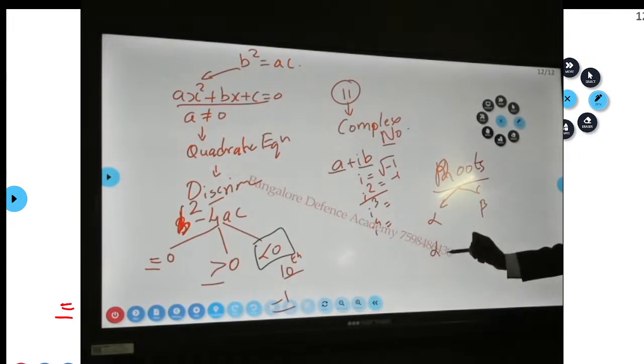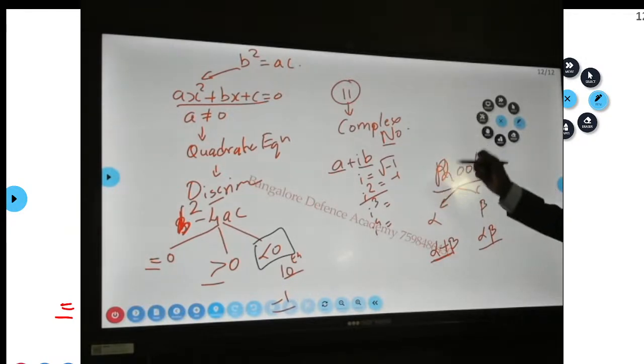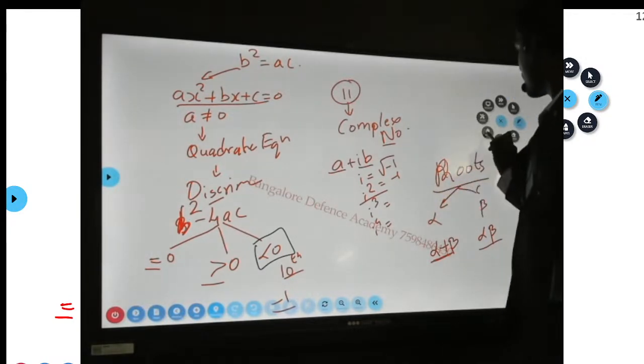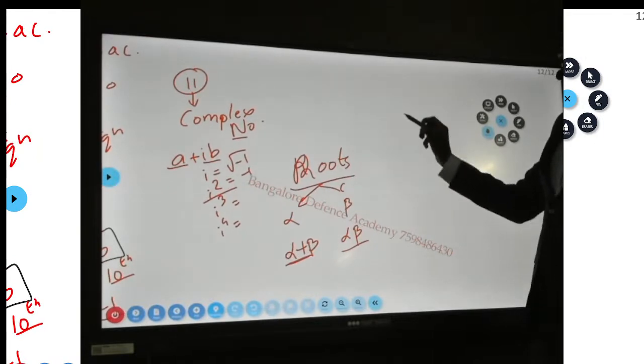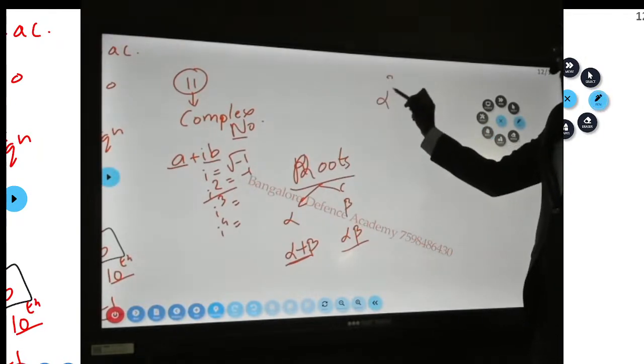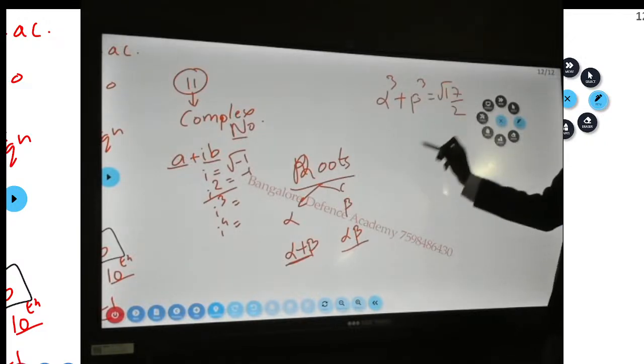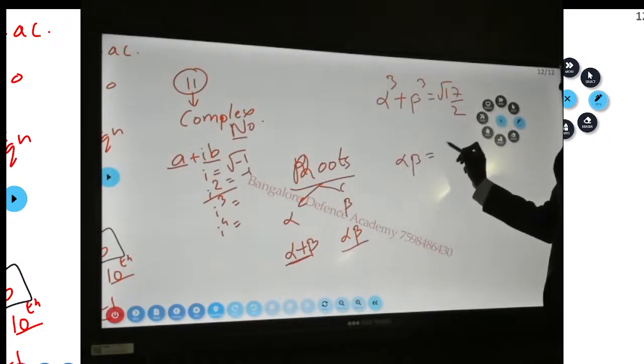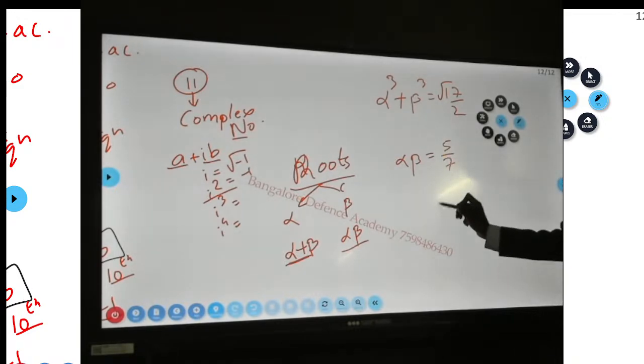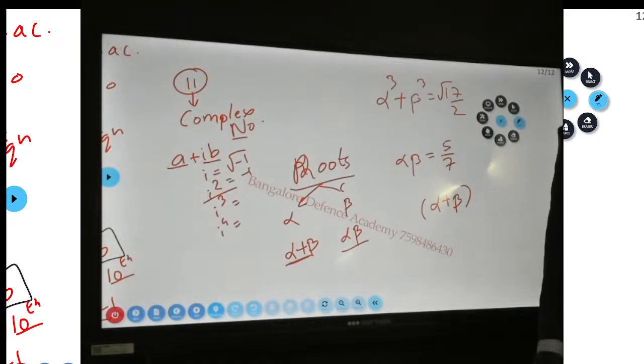Okay. Now here you have alpha plus beta and then you have alpha into beta. This also you will study in 10th standard. So adding the roots alpha and beta like this. Then in 11th standard what happens? The questions will be like this. For example, the question will be like this: alpha cube plus beta cube is equal to root 17 by 2 and alpha beta is equal to 5 by 7. Find alpha plus beta. Like this they will ask you.